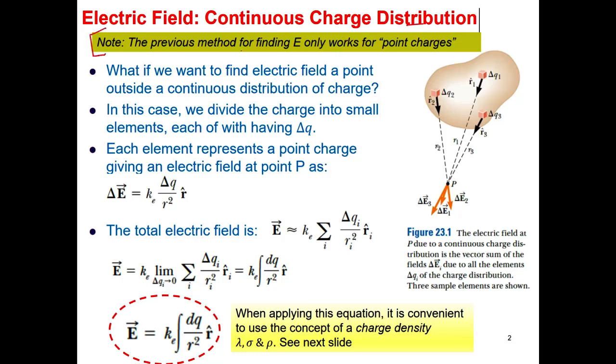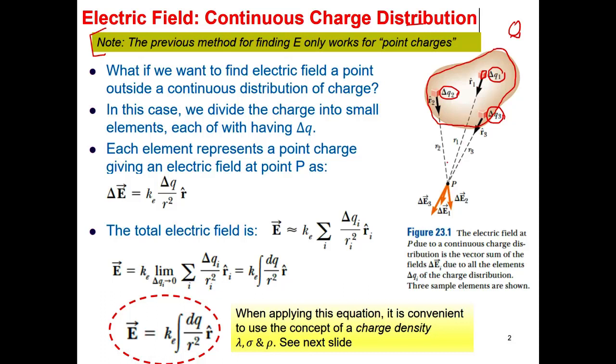Note that the previous method we just discussed for finding the electric field only works for point charges. What if you have a distribution of charge like this irregular shape, with, let's say, charge Q? Well, we cannot use the equation I just described. In this case, we divide this charge into many small pieces. Each one carries a small amount of charge, delta Q1, delta Q2, delta Q3, and so on, up to a million. You have to have many pieces there.